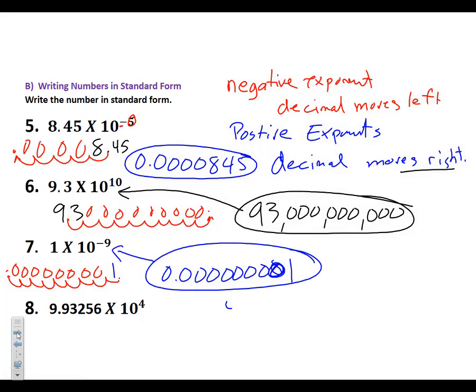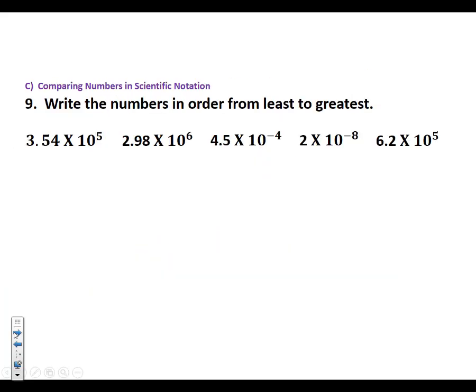We have 9.93256 times 10 to the 4th. Times 10 to the 4th means moving it 4 places to the right. 1, 2, 3, 4. I can put it right there. So my final answer is 99,325.6, that number written in standard form. Very good. Moving right along.